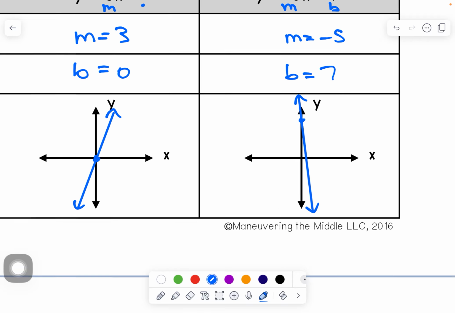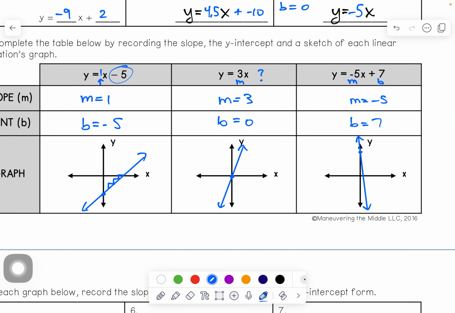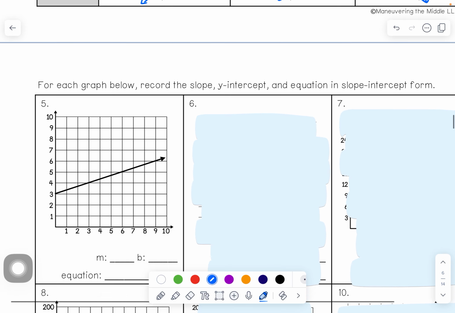All right, so my sketch would look something like that. But what happens when we try to graph these more accurately? We'll see that in problems to come. All right, let's go ahead and turn the page.